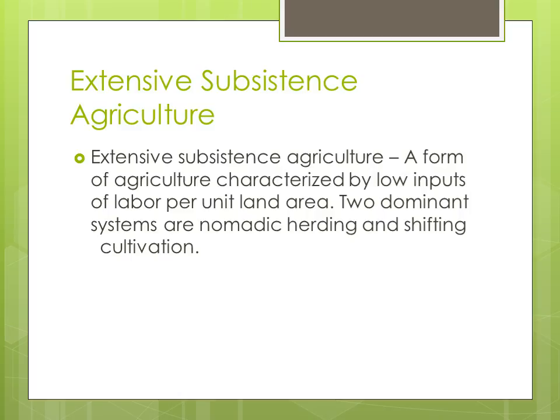Now, what we need to know about this is that when we're talking about extensive subsistence agriculture, it says low inputs of labor. What that means is that in order to get the maximum output, we don't have to necessarily put as much in. To be clear, what that means is that the output isn't tied to the input. It doesn't necessarily mean that it's easy. It just means that the output isn't tied to the input.